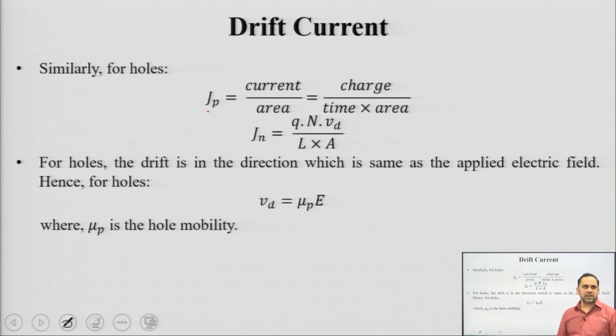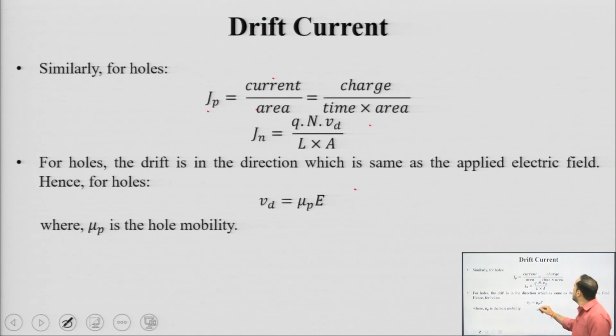The hole current density is equal to current per unit area, current again being charge upon time. So, instead of n number of electrons, now I have n number of holes. L times A is the volume. So, n by L times A is going to be the hole concentration. And drift velocity I can write as hole mobility times electric field. Now, there is no negative sign here, because holes move from positive to negative, and the applied electric field is also from positive to negative. So, hole drift current and applied electric field are in the same direction.